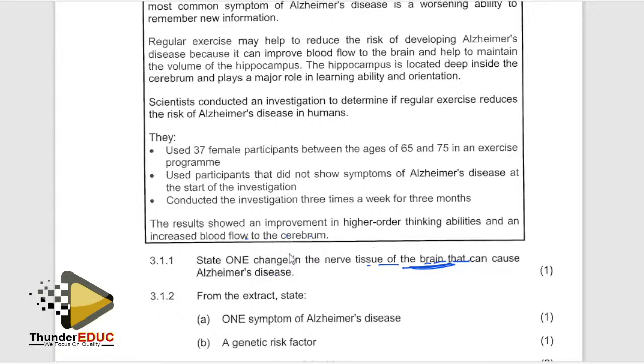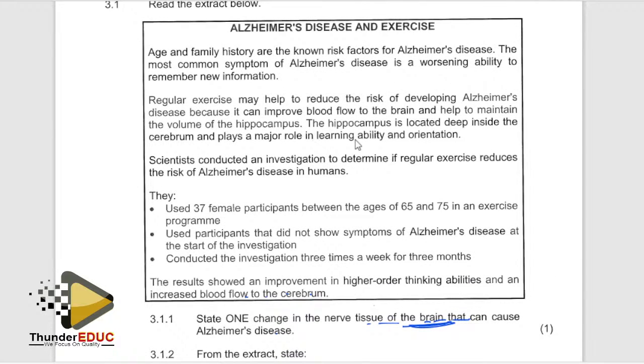So the moment, number 1, also saying it here, Alzheimer's disease, this is because it improves the blood flow. So it means that here is the age and history. Okay, sharp. Here then you have to reverse this. Saying the result showed the improvement of high order thinking ability, and increase the blood flow to the cerebrum. So this can help you if you reverse it.